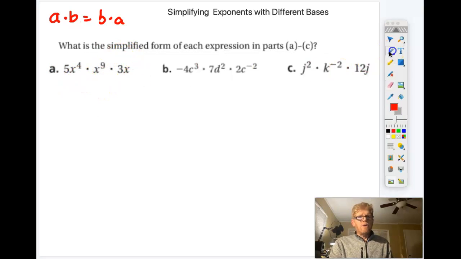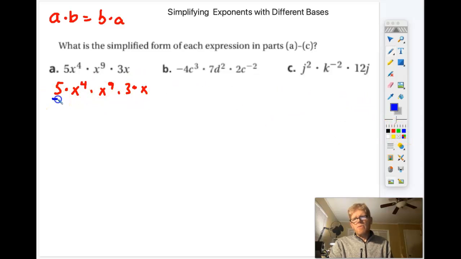In problem A, we are multiplying all of these terms together. So this is 5 times x to the fourth. It's not just 5x to the fourth. It's 5 times x to the fourth times x to the ninth times 3 times x. So all of these are being multiplied together. The commutative property of multiplication says that we can rearrange these. I may have said associative property earlier. I meant to say commutative. But again, the commutative property says we can arrange these however we like.